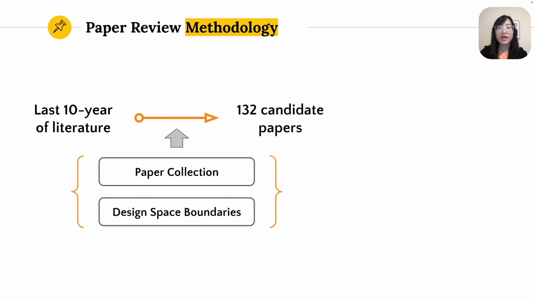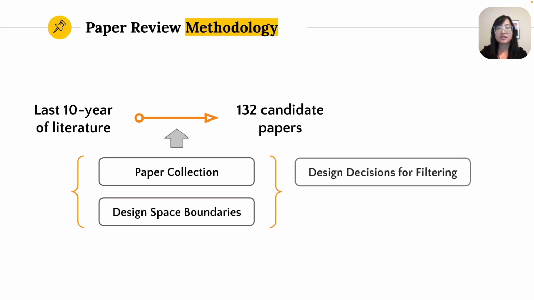In total, we uncovered 132 candidate papers. We also proposed some design decisions to exclude unrelated papers. For example, we only keep papers that tell us which visualization to pick based on different data and tasks. These filtering steps left 59 papers for our analysis.